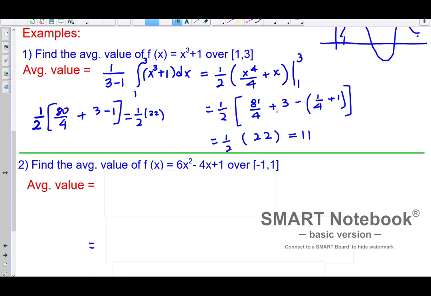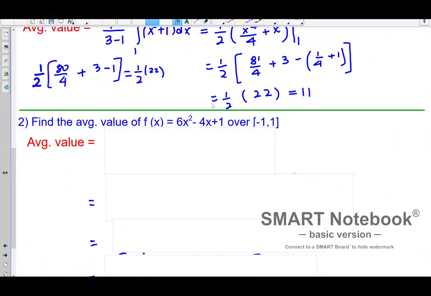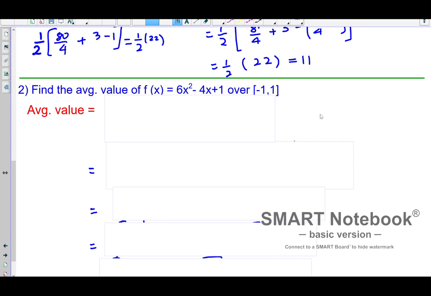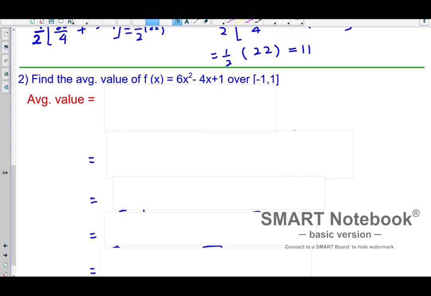All right, let's do one more example. Find the average value of f of x equals 6x squared minus 4x plus 1 over the interval from -1 to 1. So this would be a perfect example for you to try first and then come and join us.